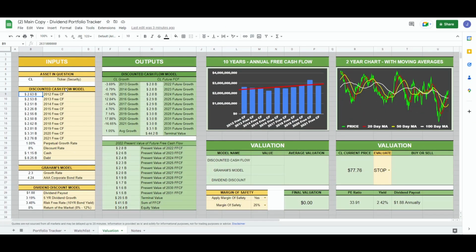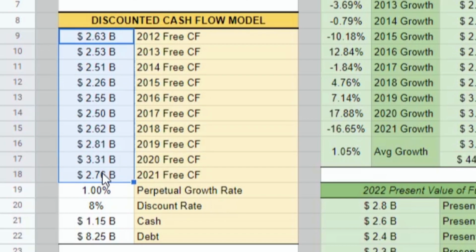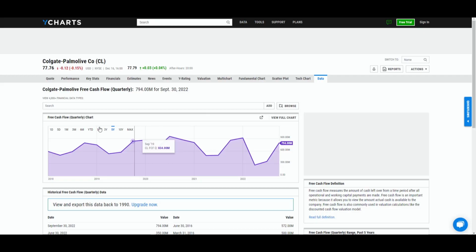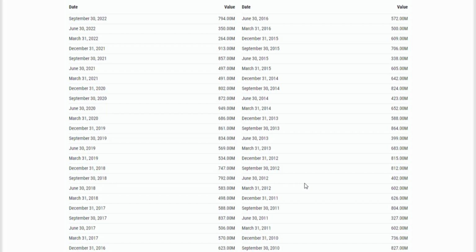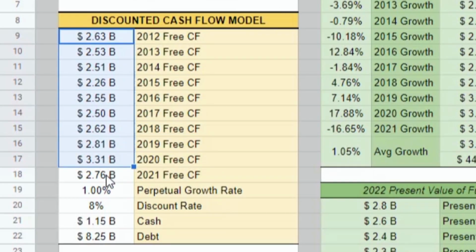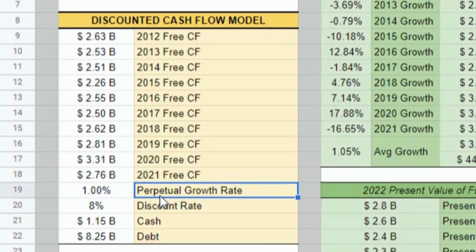Coming back over to our DCF model, first off we need to find the past 10 years of free cash flow. And where do we do that? Well, we can use YCharts. Over on YCharts for Colgate Palmolive, it has the quarterly cash flows going all the way back to 2010, but we're going to start at March of 2012. I added up the 4 quarters of each of the past 10 years and put them in the white boxes here. I put in a perpetual growth rate of about 1% if Colgate Palmolive was to go on into infinity.